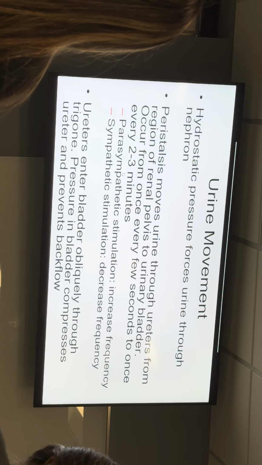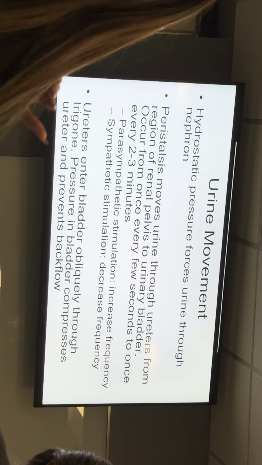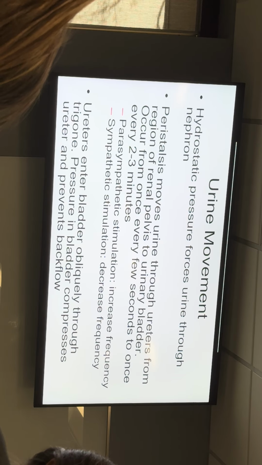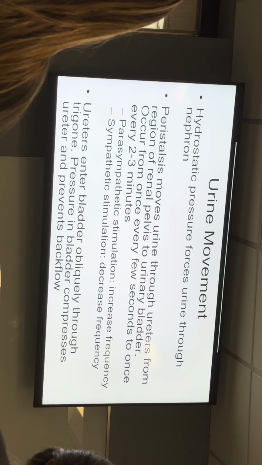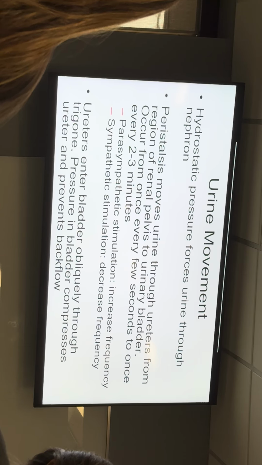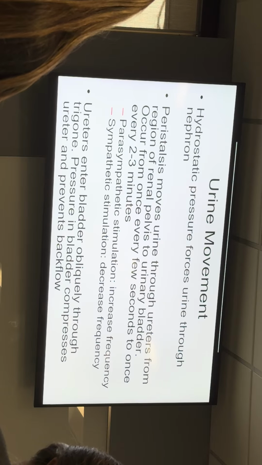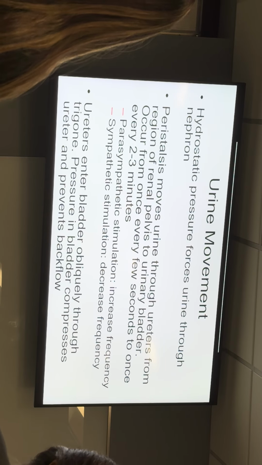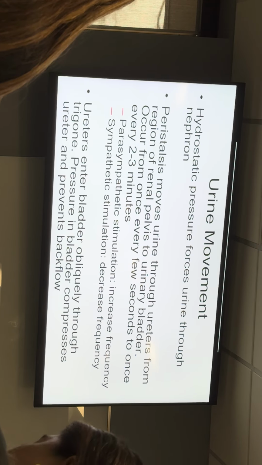Your parasympathetic nervous system, your resting state conditions, increases the amount of peristaltic contractions you have. Your sympathetic nervous system, a fight or flight response, reduces the amount of peristaltic contractions because it cuts off blood supply to your kidneys anyway, so you're not producing much urine in the first place. So there's no urine to move, and the peristaltic contractions slow down. Then your ureters go down to the back bottom side of your bladder.